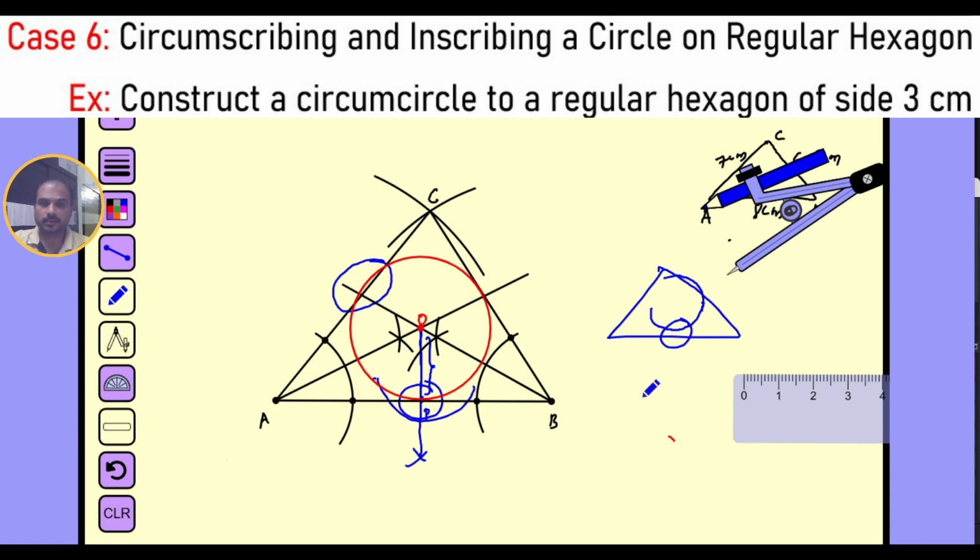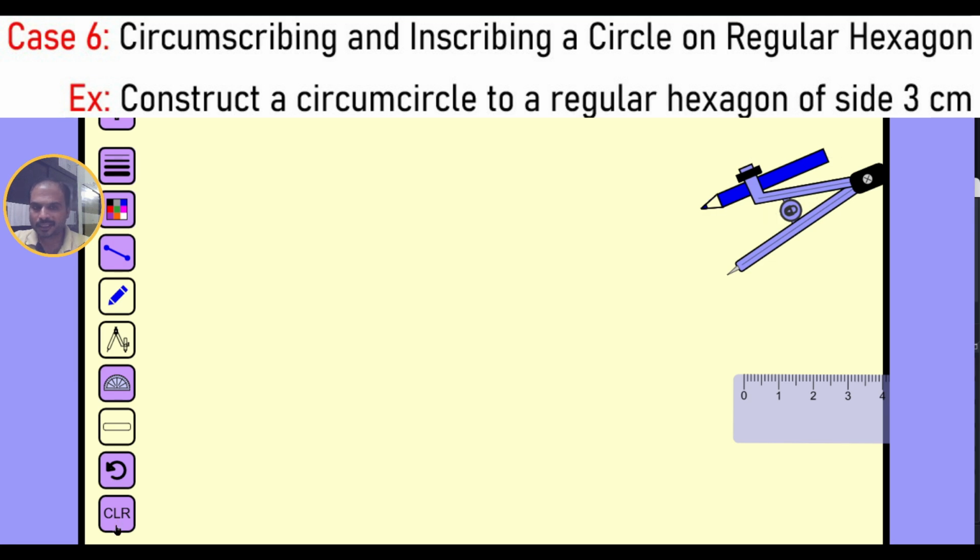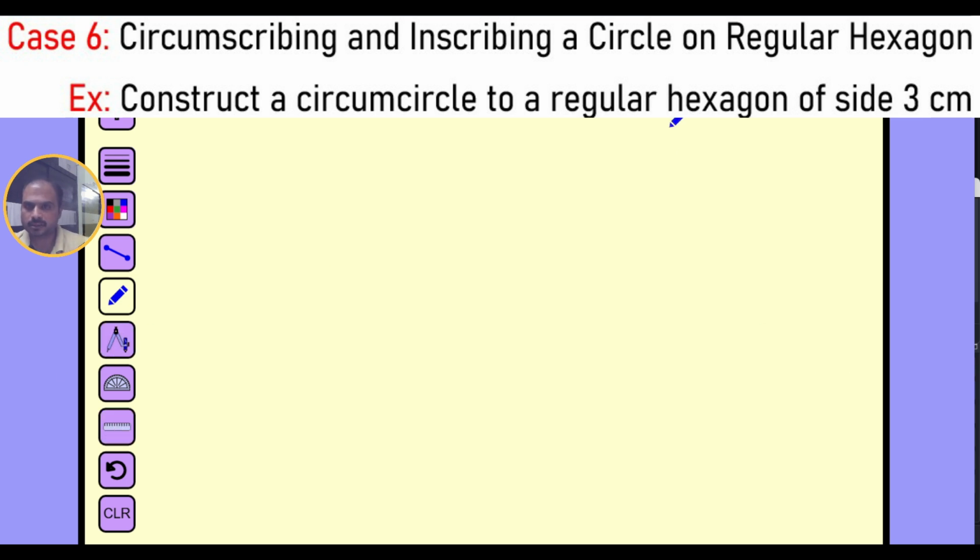Okay, now let us move to the next construction, that is circumscribing and inscribing a circle to a regular hexagon. So now I am taking the regular hexagon and doing it. So here a little bit of a smart trick is there. Okay, the example given here: construct a circumcircle to a regular hexagon of side 3 centimeter.